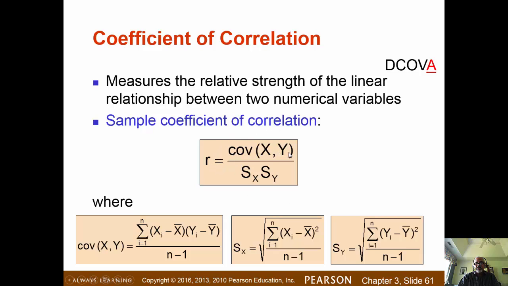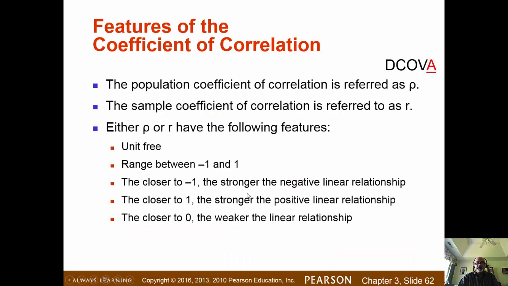Now, coefficient of correlation is expressed by this formula. You take the covariance and divide by the standard deviation of x and standard deviation of y. So you can express this, these are the numerator, denominator, denominator. Now, r will be a value between minus 1 and 1. It cannot be anything outside of minus 1 and 1.